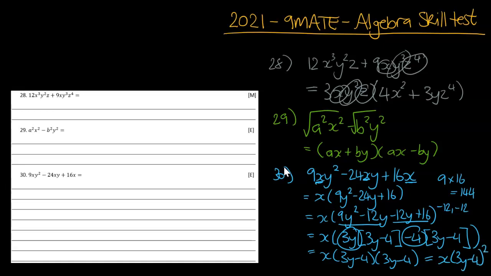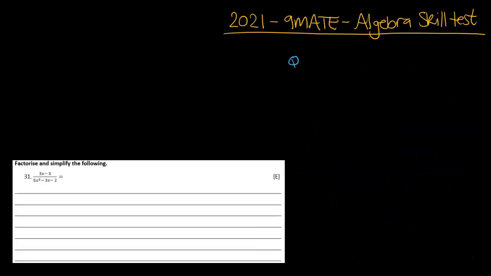And I know it's going to be a bit ruthless, but if you missed that last part, you are not getting excellence for this question. To question number 31, and this is the last of the excellence questions from our exam.